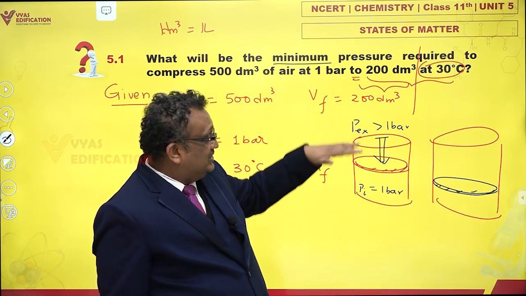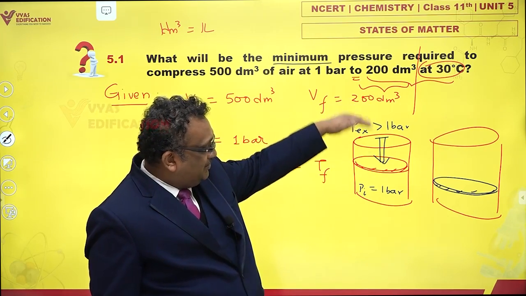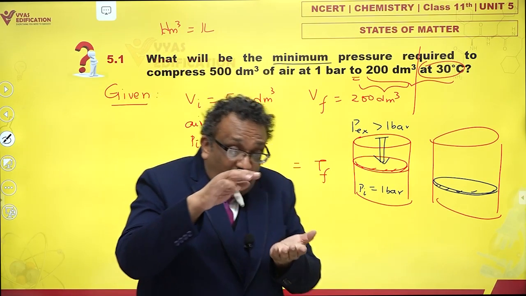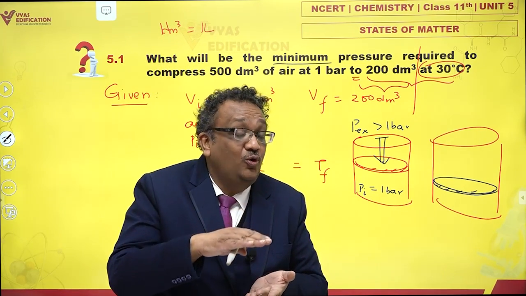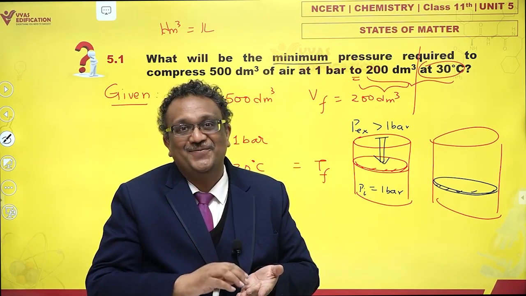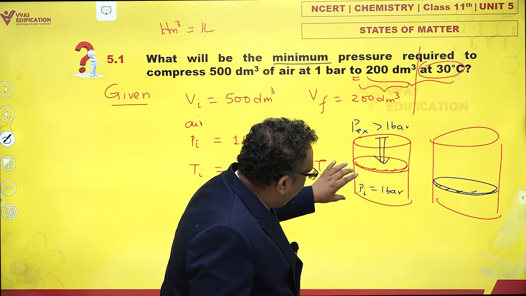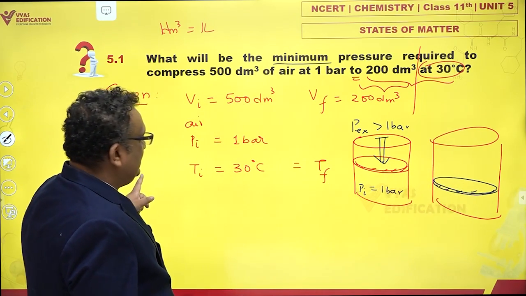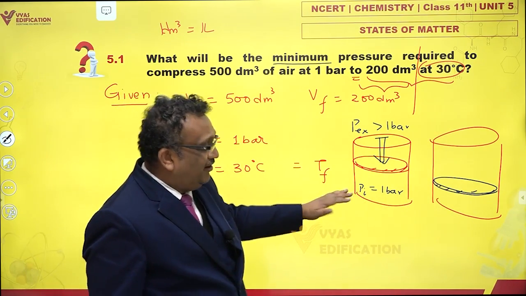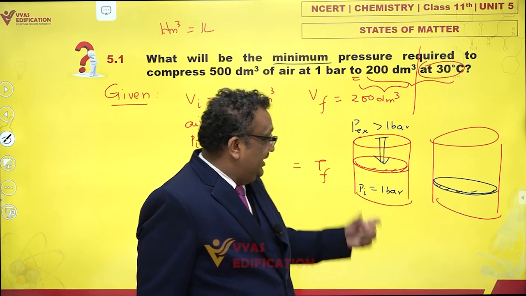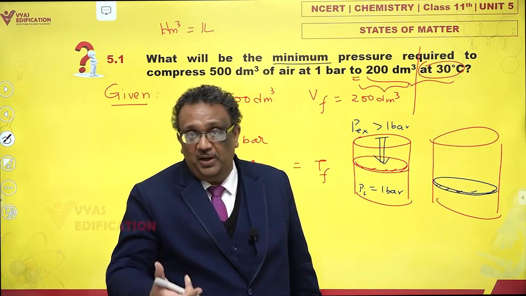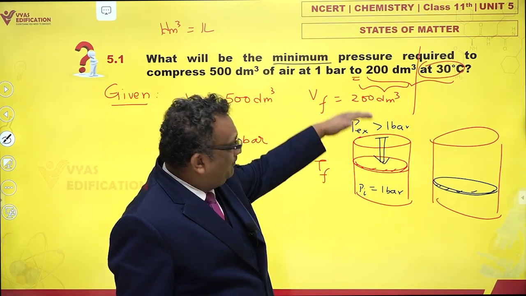Why? Because as you apply some pressure and the gas gets compressed, the pressure of gas inside is also going to increase. So, say for example, this volume becomes half. Temperature is constant. If the volume becomes half, pressure would become double. Initially, it was 1 bar. Now, if the volume is half, the pressure would become 2 bar. And you are still trying to compress it.